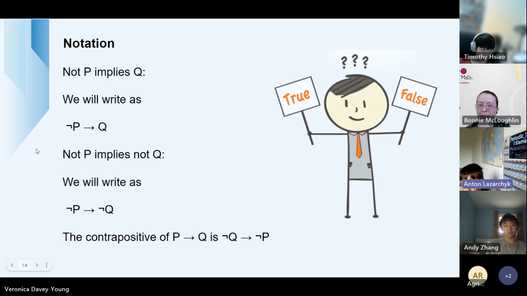Notation. Not P implies Q can be written as you can see, and not P implies not Q. You can also see it. The contrapositive of P implies Q is not Q implies not P.